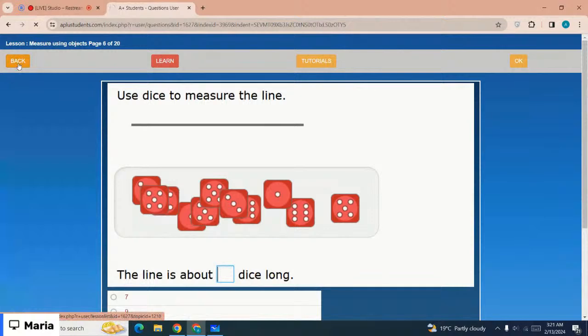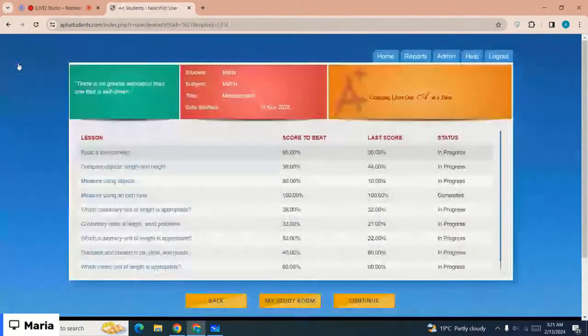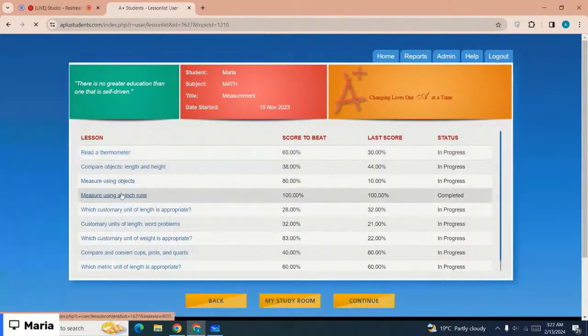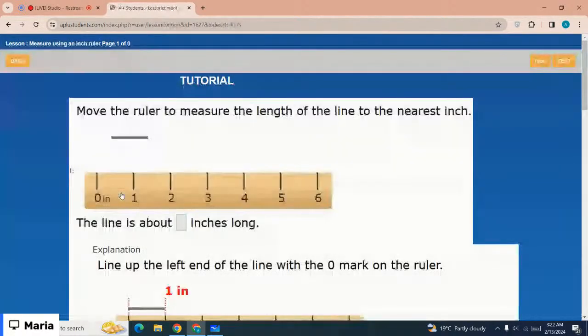You can do these basic activities at your home, right? Measure using an inch ruler. Now you have to measure using the ruler, right? We use the ruler to measure the length of different things, right? Move the ruler to measure the length of the line to the nearest inch. You can find a ruler at home and do these activities. The line is about dash inches long, right?